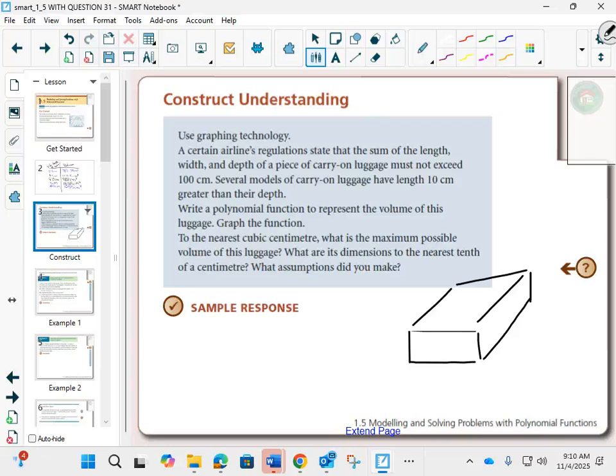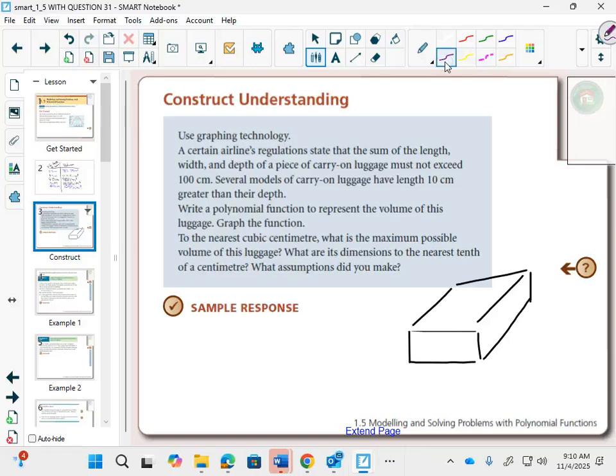So this sentence here says several models of carry-on luggage have a length 10 centimeters greater than their depth. So what we're going to want to do on here is we're going to introduce a variable. I'm going to use x for the depth, and then the length is 10 centimeters more. This would be x plus 10. That's the only information that they've given us, besides the fact that all of them add up to 100.